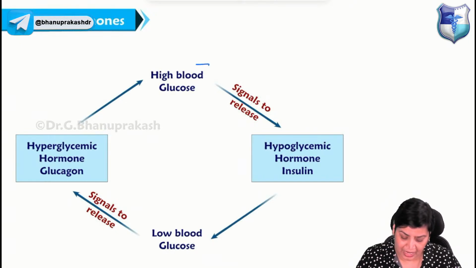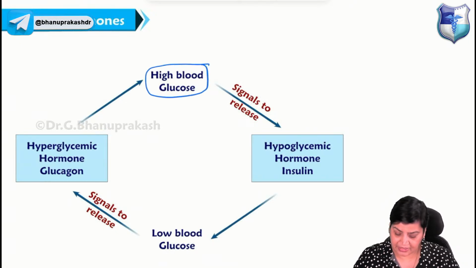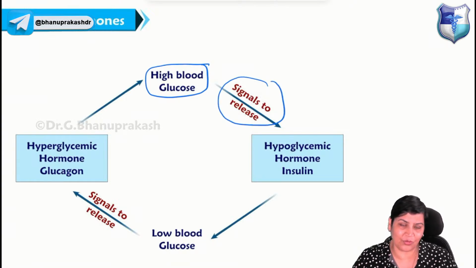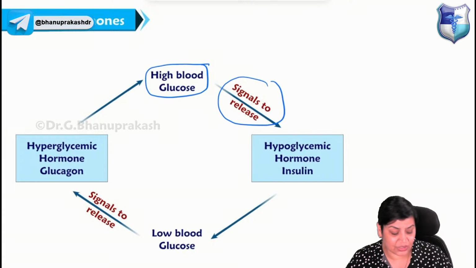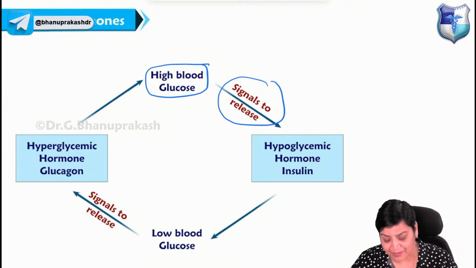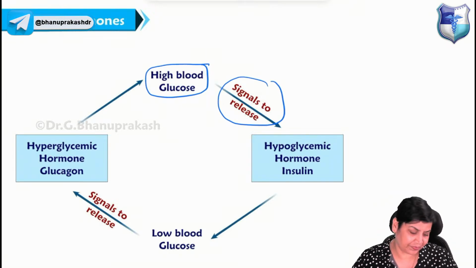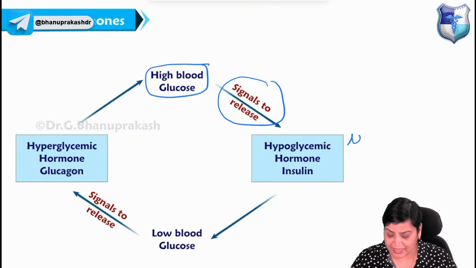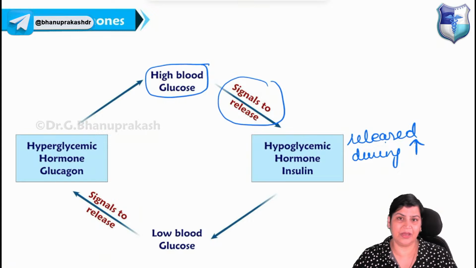If I talk about high blood glucose, it signals the release of the hypoglycemic hormone insulin. Now, why is insulin known as a hypoglycemic hormone? Can anybody tell me? Because it is released during hyperglycemia. So obviously, if it is released during hyperglycemia, it will tend to bring the glucose level down. So it is a hypoglycemic hormone, right?